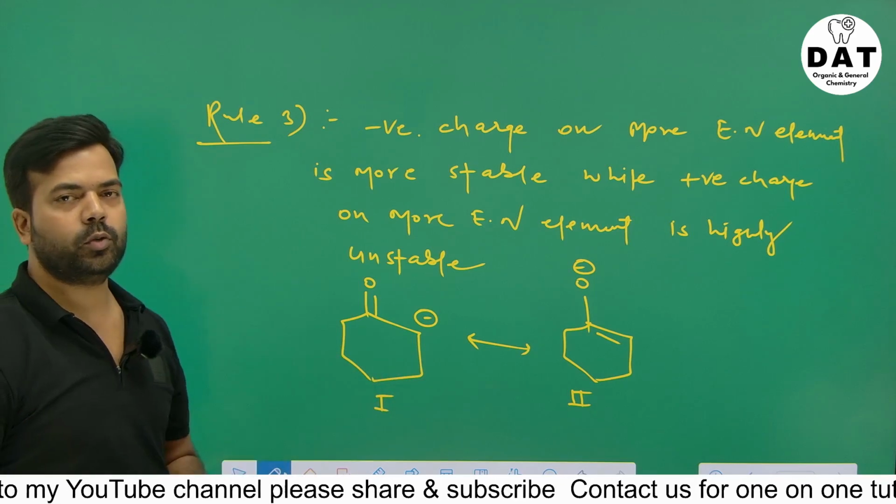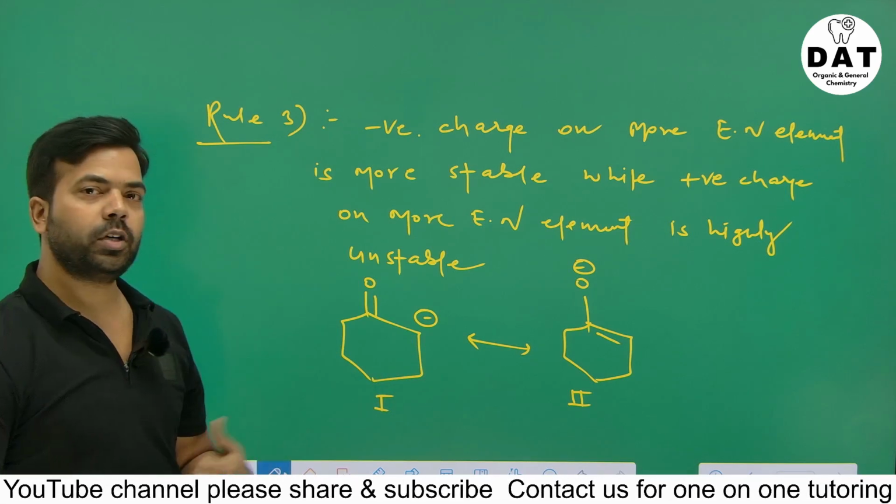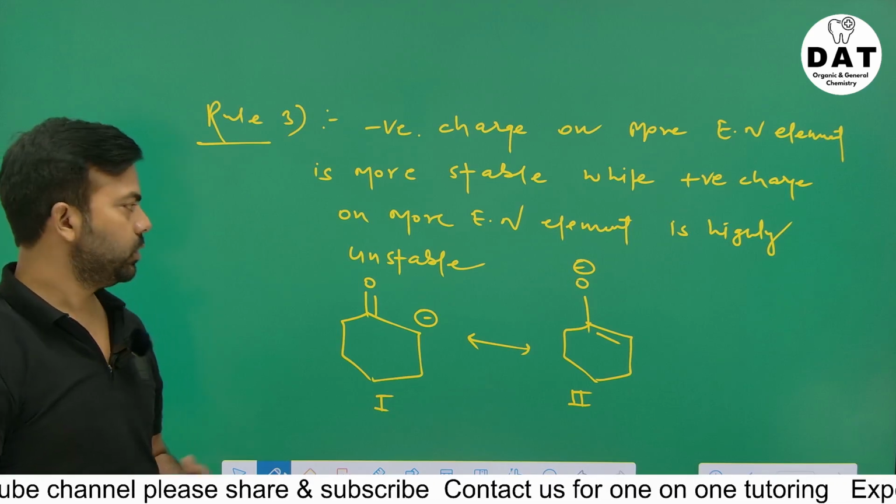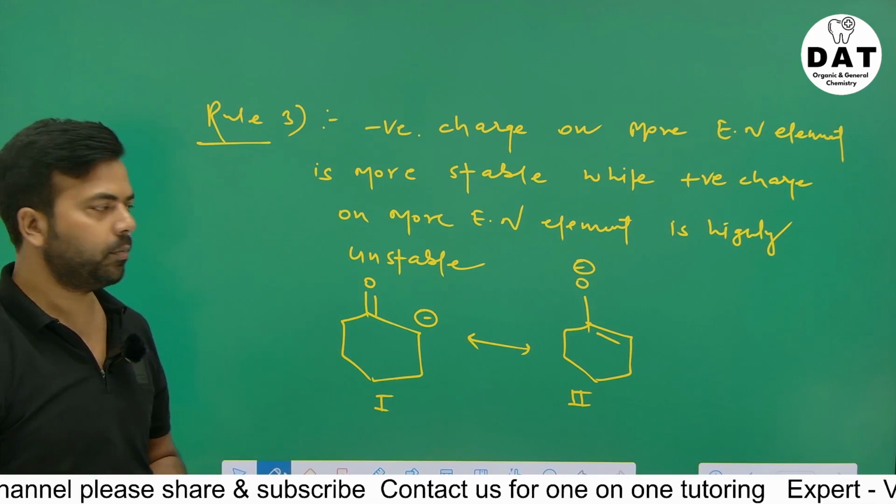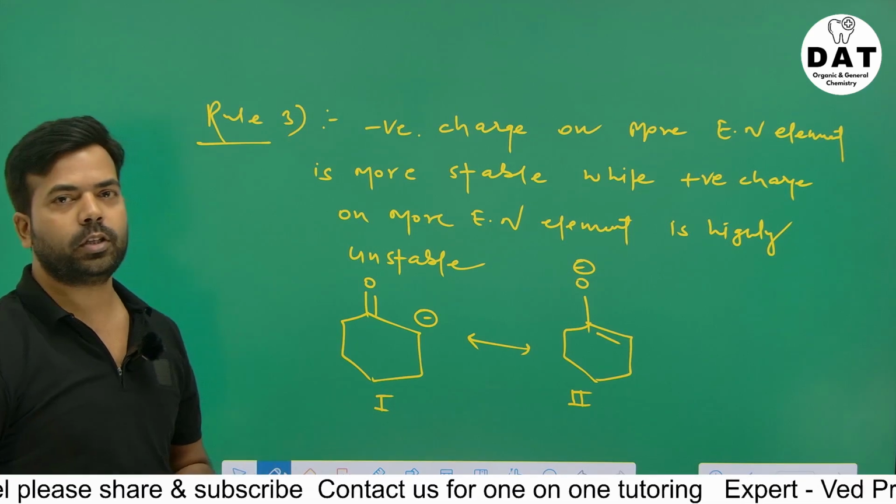Now move to rule 2. Rule 2 is neutral compound is more stable than charged. So you can see they both are charge containing compounds. Now next is rule 3.